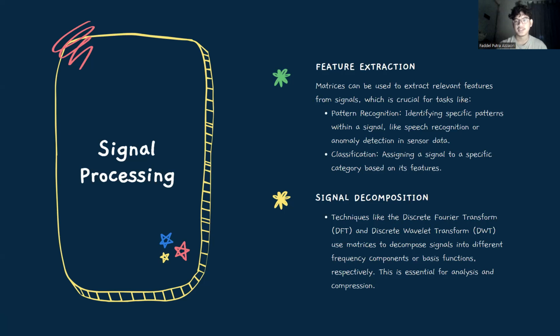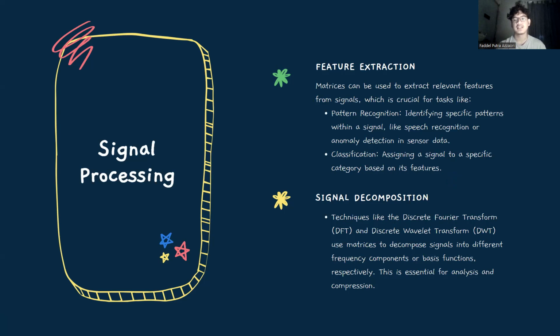There is also feature extraction, where matrices can be used to extract relevant features from signals, which is crucial for tasks like pattern recognition, and identifying specific patterns within a signal, like speech recognition or anomaly detection in sensor data. Classification, assigning a signal to a specific category based on its features.